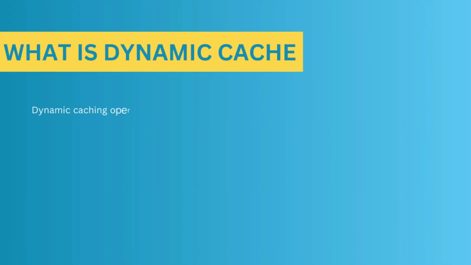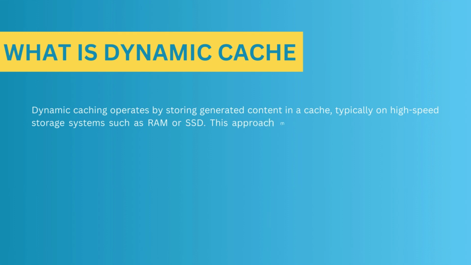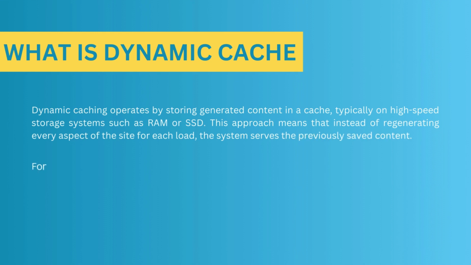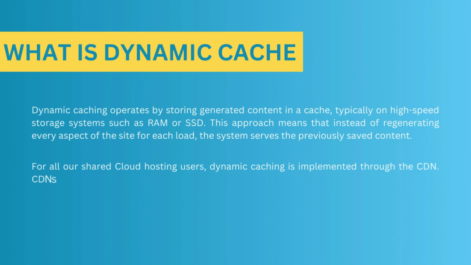Dynamic caching operates by storing generated content in a cache, typically on high-speed storage systems such as RAM or SSD. This approach means that instead of regenerating every aspect of the site for each load, the system serves the previously saved content. For all our shared cloud hosting users, dynamic caching is implemented through the CDN.